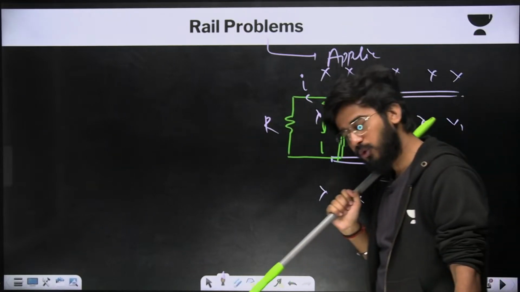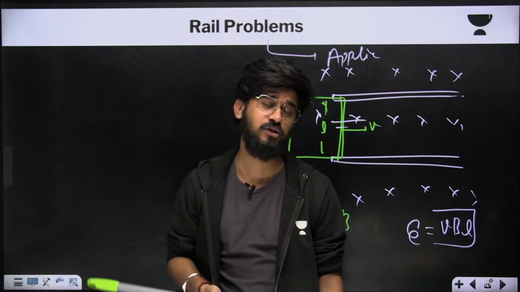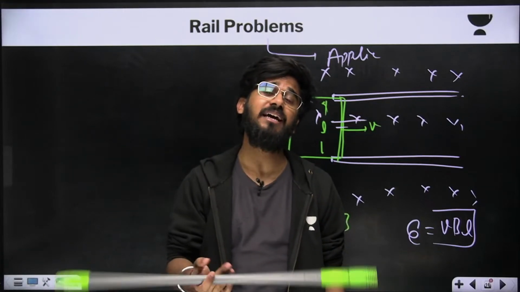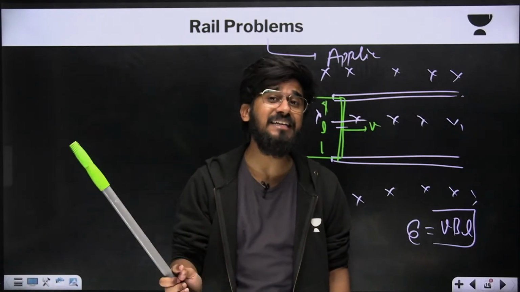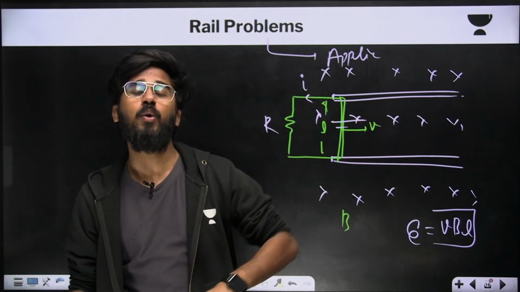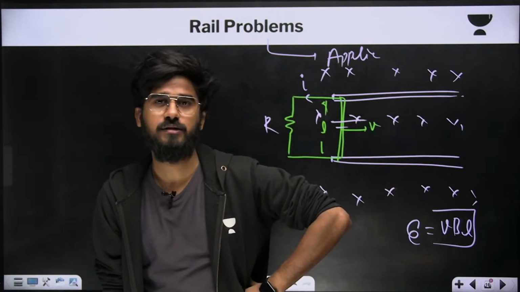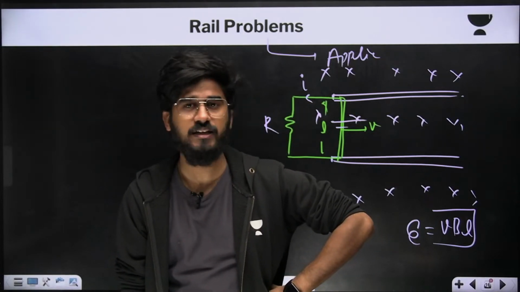So we don't have any electrical energy. We didn't give any electrical energy. It means the electrical energy is being produced with the help of our mechanical energy. So this is an application in which mechanical energy is being converted into electrical energy. This is a very important application of this motional EMF.